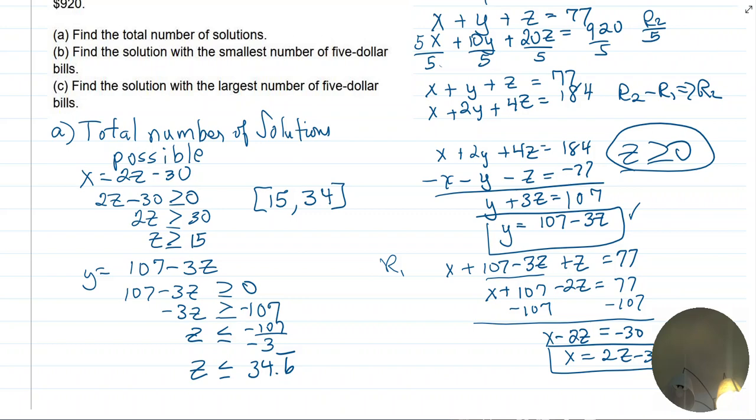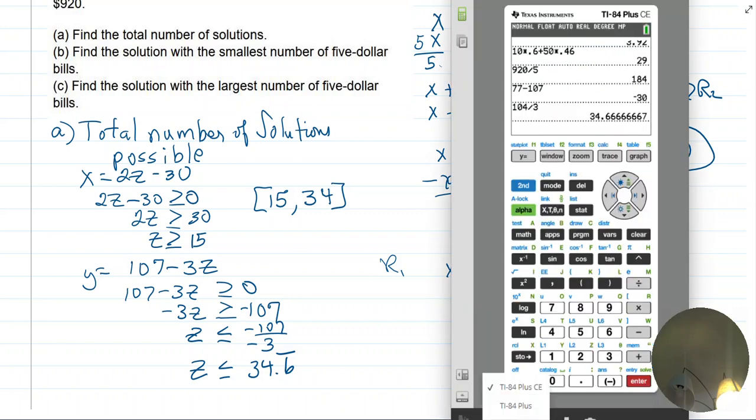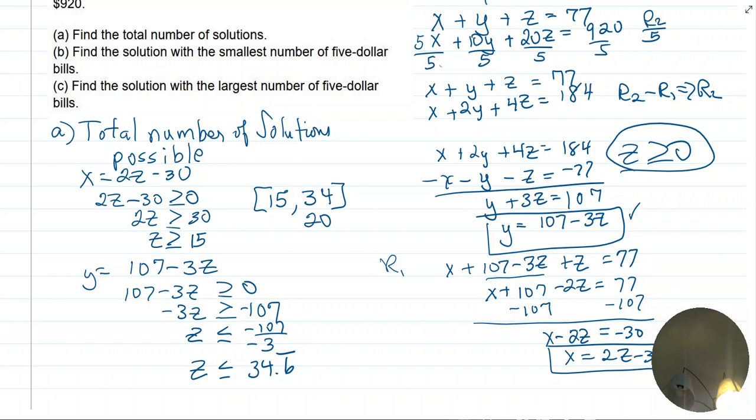So now I'm going to subtract them and add 1, because I include the 15. All right, so let me do that. I'm going to get 20 if I include that. So it's 20 possible answers.